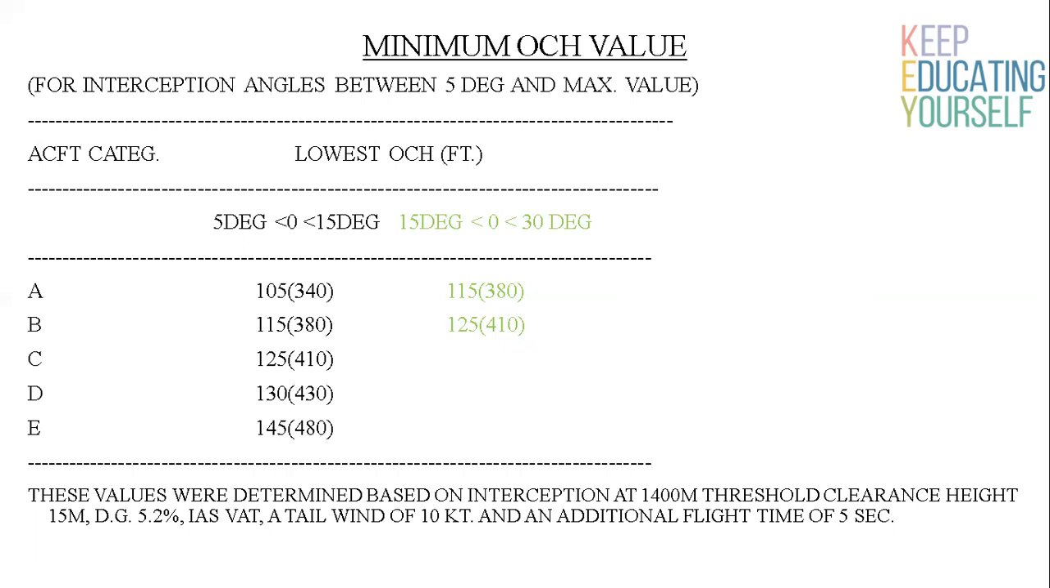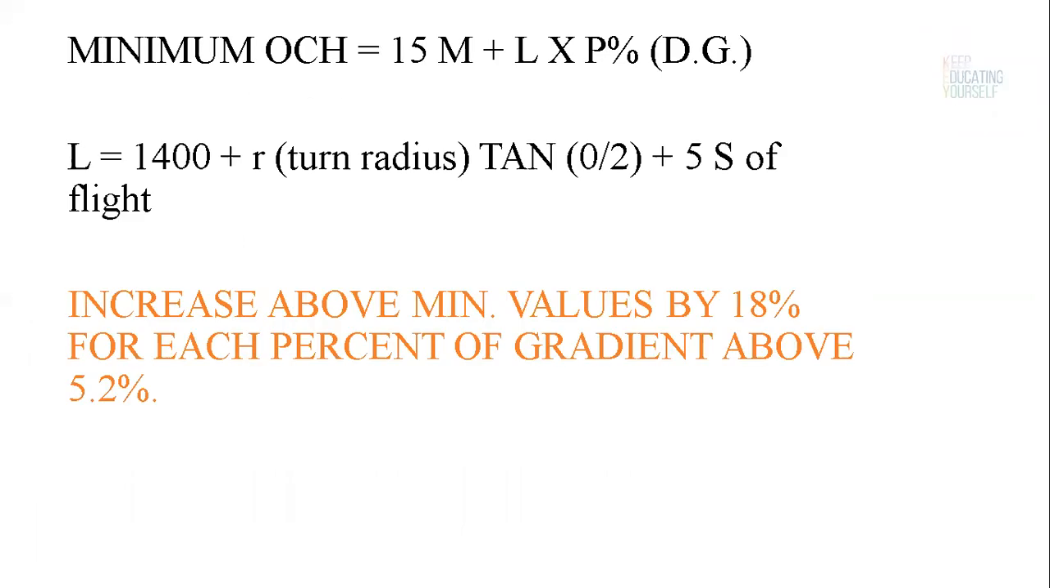These values were determined based on interception at 1,400 meters, threshold clearance height 15 meters, descent gradient of 5.2%, IAS VAT, a tailwind of 10 knots, and an additional flight time of 5 seconds. Minimum OCH is 15 meters plus L multiplied by P percent descent gradient, where L equals 1,400 meters plus turn radius times theta divided by 2 plus 5 seconds of flight. Increase the minimum value by 18% for each percent of gradient above 5.2%.